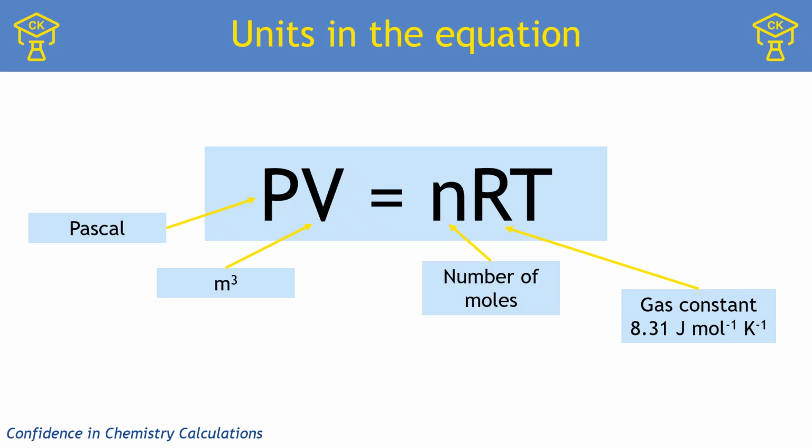n is measured in moles, which is what we're used to measuring the number of particles in, and temperature must be measured in Kelvin. We can't have degrees C in this equation because degrees C has a minus scale and we can't have a negative pressure or volume.